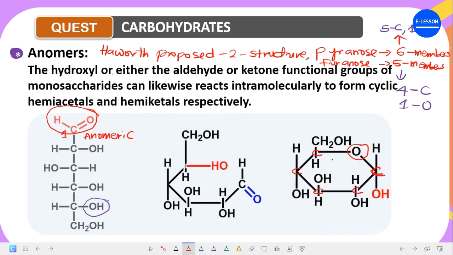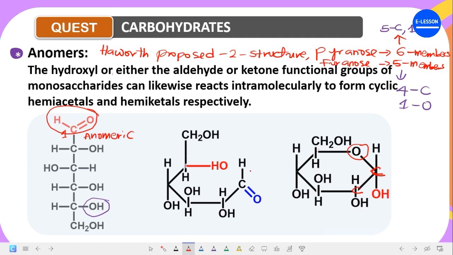Now, when you come to the Haworth, the one carrying the oxygen here attached to this OH here is the anomeric carbon. So in this case, this is the anomeric carbon. Now, why did we not choose this as the anomeric carbon? Because this carbon does not have the OH attached here. Do we have any oxygen attached here? No. Are you getting it now? So this cannot be the anomeric carbon.